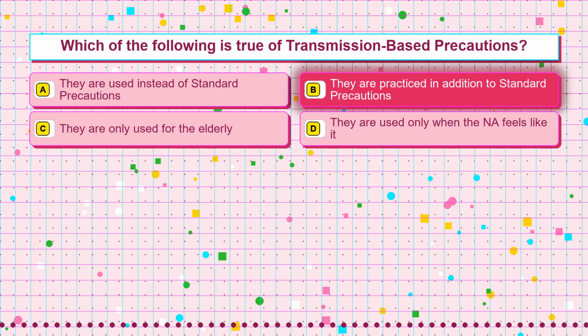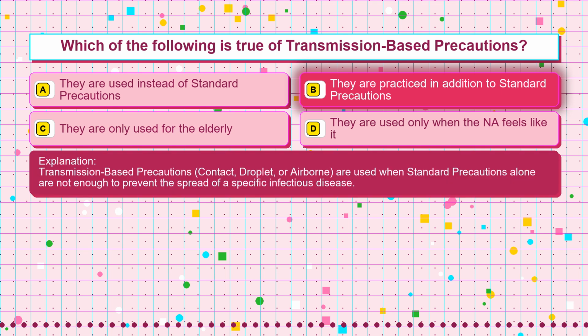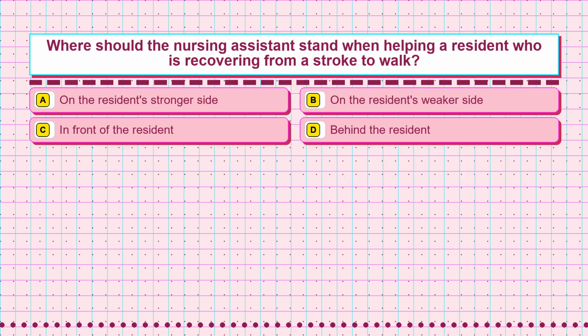The correct answer is option B, they are practiced in addition to standard precautions. Transmission-based precautions, contact, droplet, or airborne, are used when standard precautions alone are not enough to prevent the spread of a specific infectious disease.